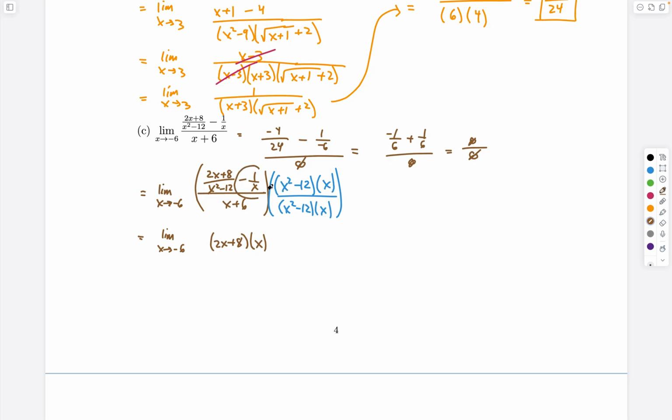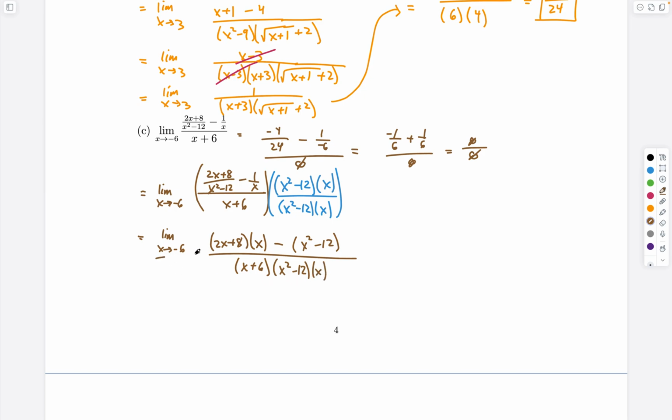I repeat the same process with the -x squared times these guys. The x on the bottom and the x on the top will go away, and I'll just be left with minus x squared minus 12. And then on the bottom, we'll keep this whole thing, right? Don't mess around too much with this just yet.